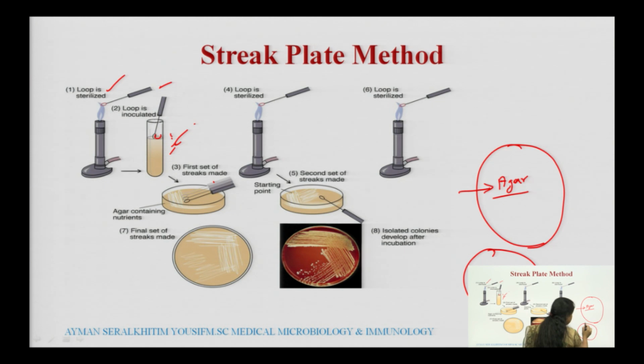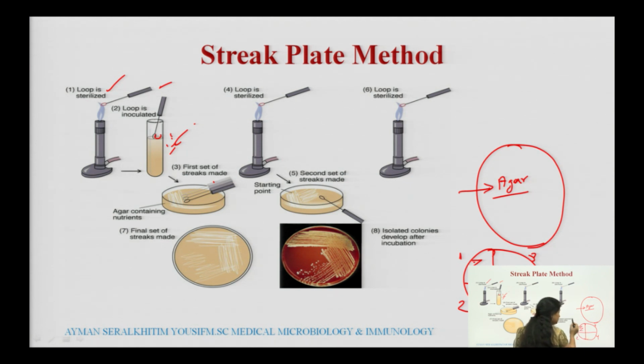First of all, we need to divide that Petri plate into various sections. The sections we can make as 1, 2, 3, 4. In the first section, we will streak the loop which was containing the number of microorganisms, the mixed culture, and we will move the loop like this. Now, what we are doing is trying to spread that culture, which contained a number of microorganisms.